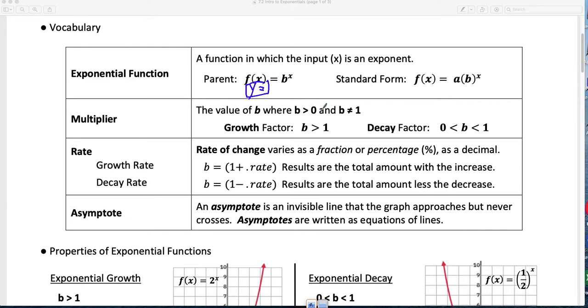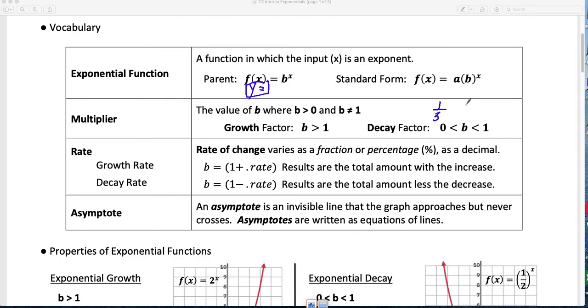It says that b must be greater than 0 and that b cannot be equal to 1. And we're going to explore that in a minute too. The multiplier is known as a growth factor when b is greater than 1. It is known as a decay factor when it is a fraction or a decimal that is between 0 and 1. So a decay factor would be something like 1/3 because that's less than 1.